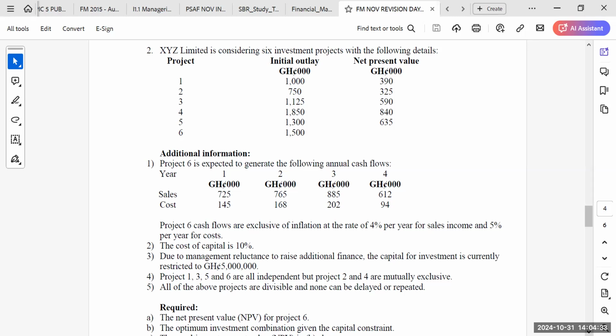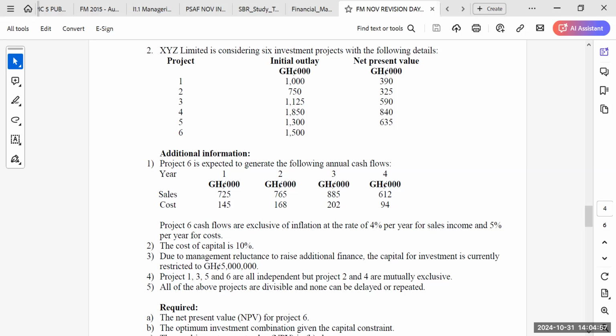So project 6 is expected to generate the following annual cash flows. We are given the cash flows for year 1 to 6, sales and then costs. Project cash flows are exclusive of inflation at a rate of 4% per year for sales income and 5% per year for costs. The cost of capital is 10%.